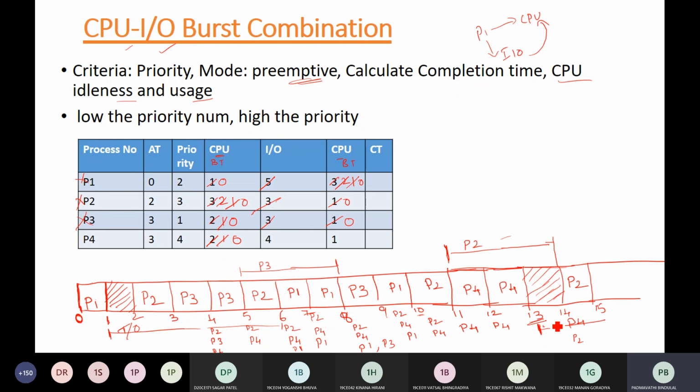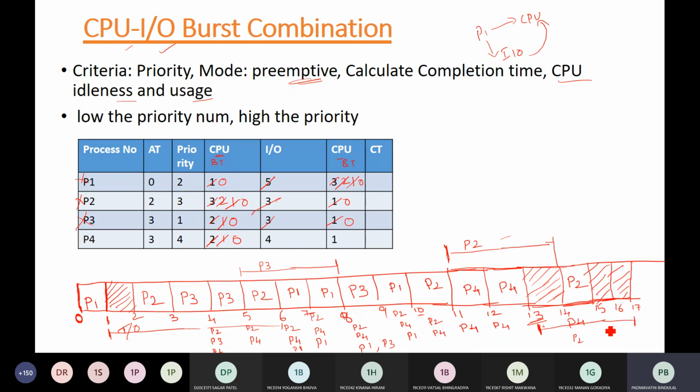Okay, again if you carefully see, P4 requires 4 units of IO. How many units have already been completed? 1, 2. 2 units have already been completed. It requires 4 units to complete. That means up to the 16th one unit and up to the 17th 1 more unit. So for these 2 units also the CPU will remain idle because we don't have any other process to execute.